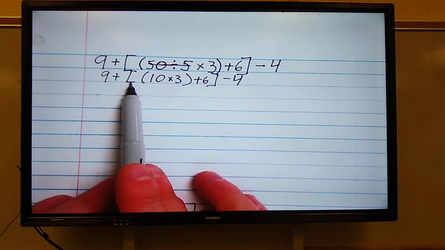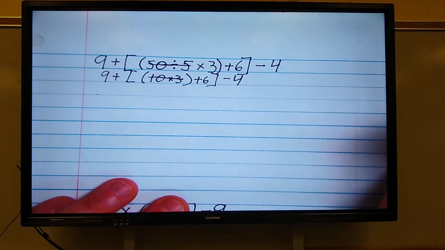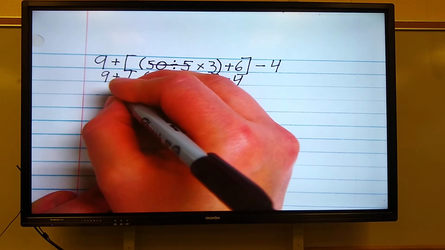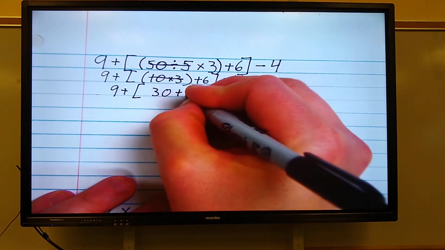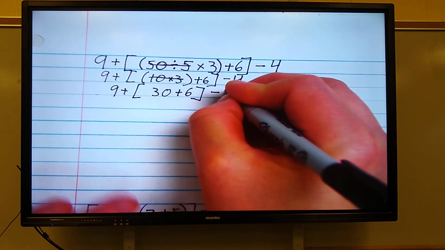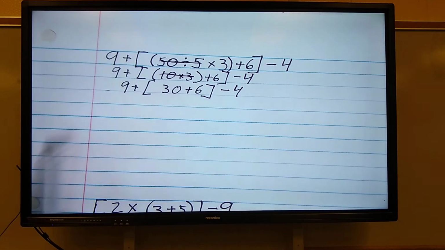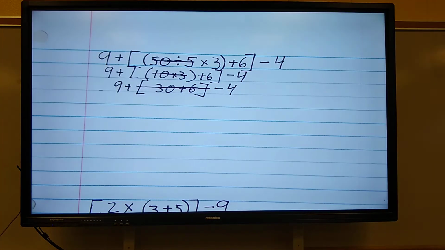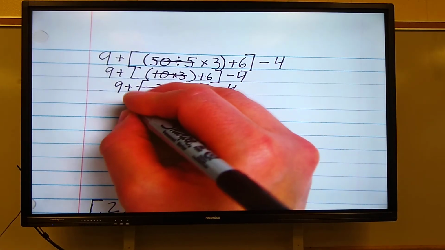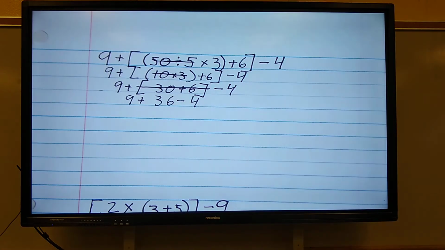So let's continue. I got brackets. I got parentheses. So the next thing I must do is 10 times 3, which is 30. So now I have 9 plus brackets 30 plus 6 brackets minus 4. Again, I brought down the brackets because I haven't finished yet. Now, once I solve this in the brackets, I'll get rid of the brackets. So still in the brackets, got to do that first. So 30 plus 6 is 36. So 9 plus 36 minus 4.